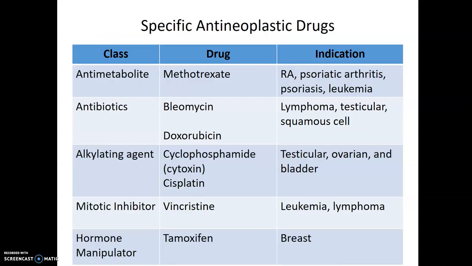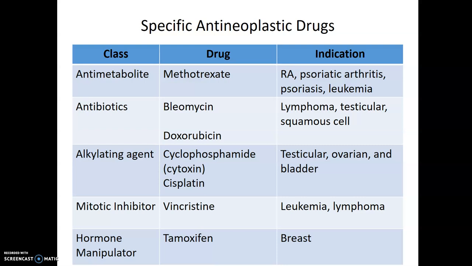Slides 4 and 5 go together. They include a class of drugs, the drug in that class, an indication, and on slide 5, the adverse effects. It is important for you to learn the drug, the indication, and the adverse effects, as these will be common drugs that you will see in practice and that you will be tested on. Methotrexate is used for rheumatoid arthritis, psoriatic arthritis, psoriasis, leukemia, and has side effects of hepatotoxicity and bone marrow suppression.